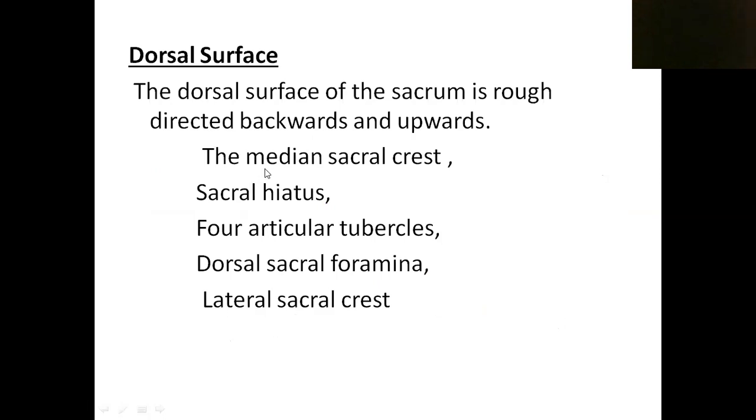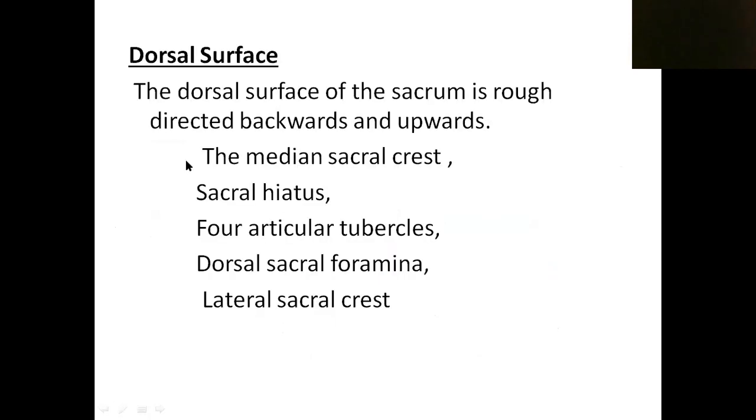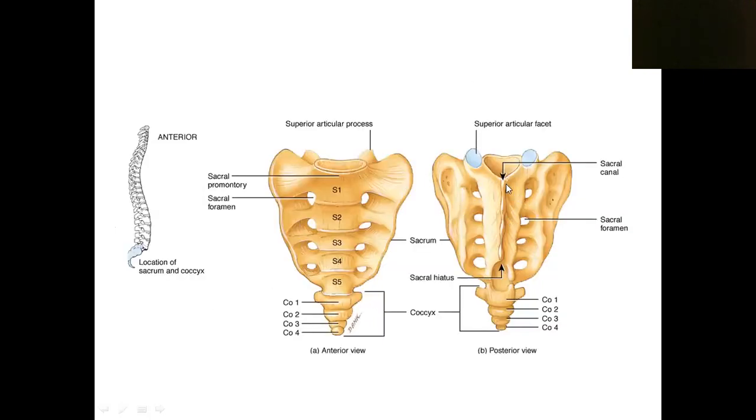Now the dorsal surface, which is rough and directed backward and upward. We have to check it. See this surface. This is the back, posterior surface, or the dorsal surface, which is directed backward and upward, and it is rough. It has a median sacral crest. In the midline there is a ridge. This ridge, seen in the midline, is known as the sacral crest.